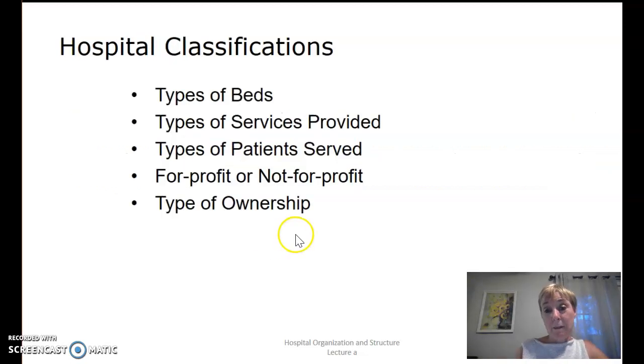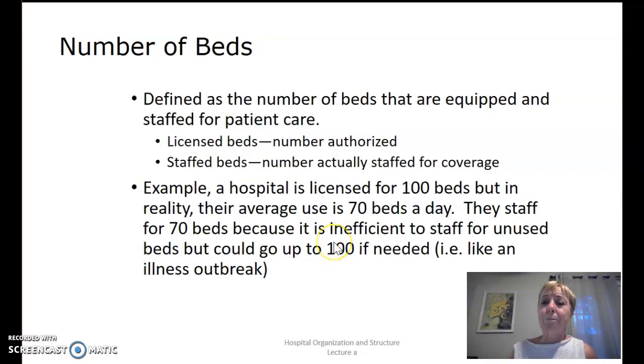That is a hospital. So hospitals are classified different ways. A hospital can be classified by what kind of beds it has, what kind of services it provides, what kind of patients they serve, whether it's for-profit or not-for-profit, and their type of ownership. Now, most of this material came out of your textbook, Health Information Management Applied Technology, because the material in this book was actually better than what was provided in the Open Education resource.